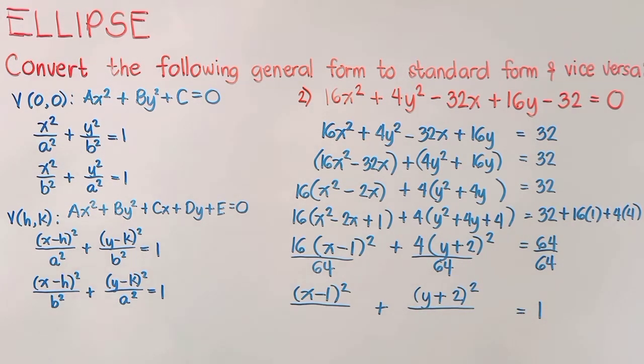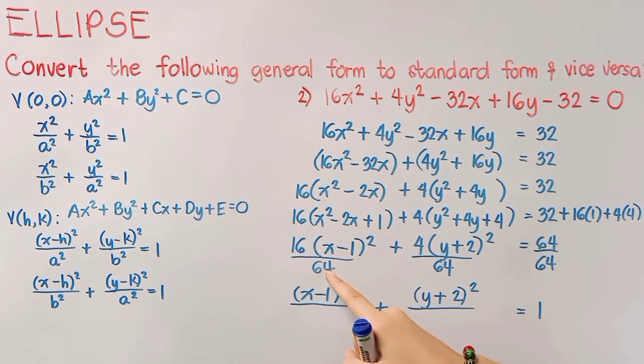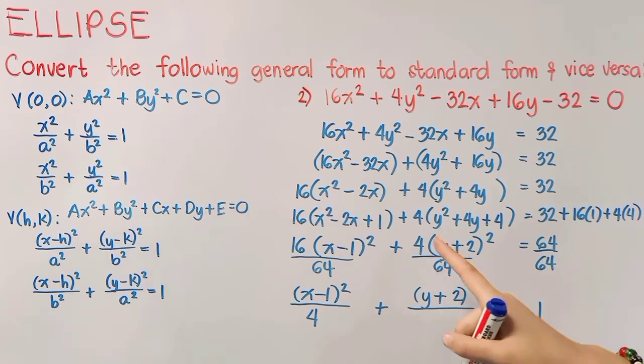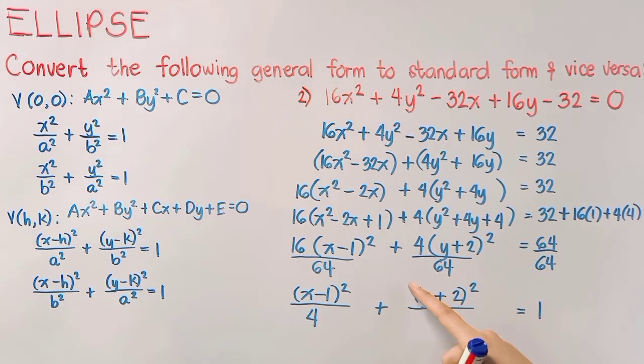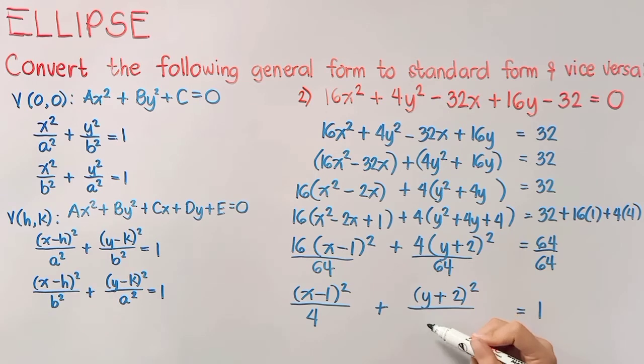Now, in order to remove the leading constants in our squared binomial, we have to divide it by itself. We have 16 here, therefore, 64 divided by 16 is 4. On the other group, we have here a leading coefficient of 4. Therefore, we will be dividing 64 by 4. That will give us 16. We have arrived at our final answer.